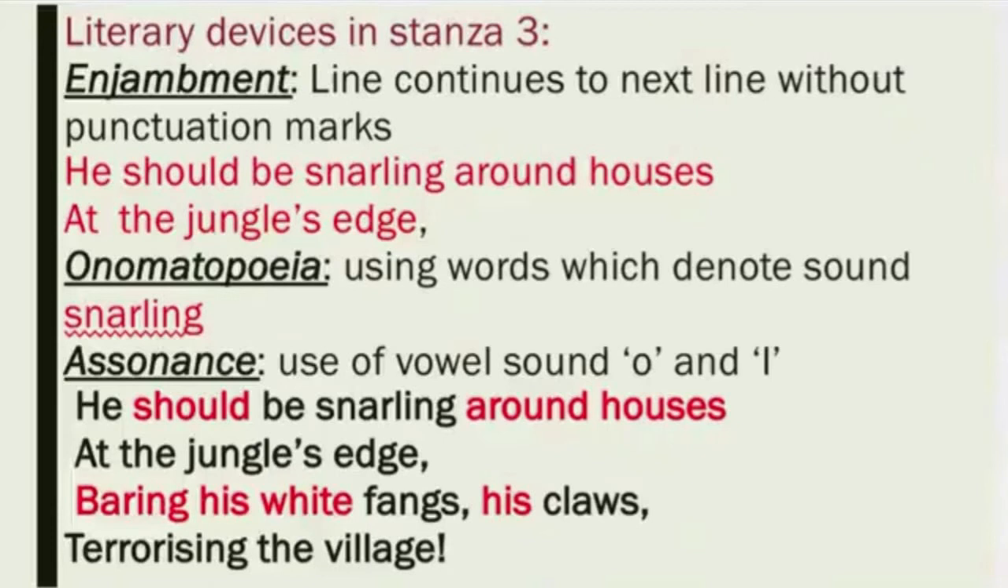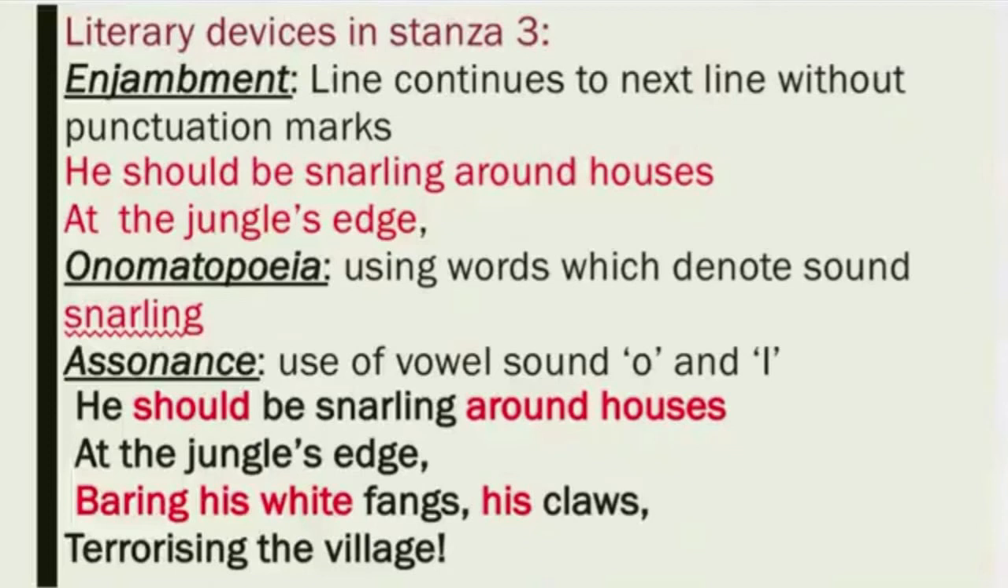Again here you can see the line continues to the next line without punctuation marks. The line in the poem, I'll read out: "He should be snarling around houses at the jungle's edge." Again you can notice here in the first line no punctuation mark is there. The line is directly continuing with the second line. So here it comes enjambment.